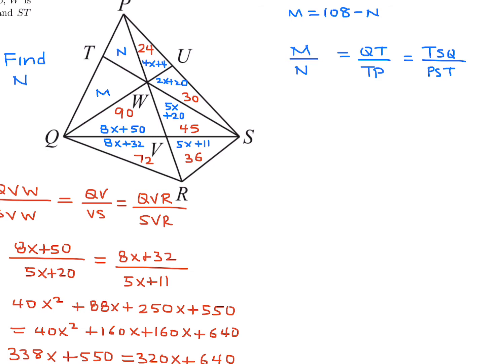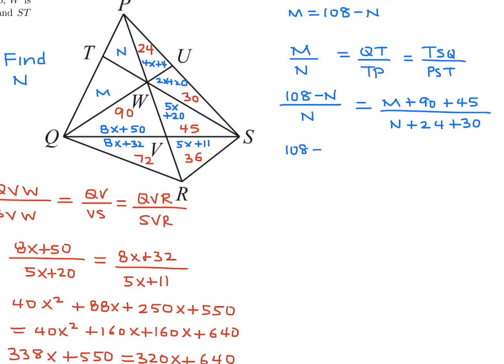So since I'm interested in just N, I'm going to use M is equal to 108 minus N over N. And then this part here, I can just get from the diagram TSQ, that's going to be M plus 90 plus 45. And PST from the diagram is N plus 24 plus 30. Okay, so 108 minus N over N, and the M, of course, I'm just going to substitute that 108 minus N plus 135, and this is N plus 54.